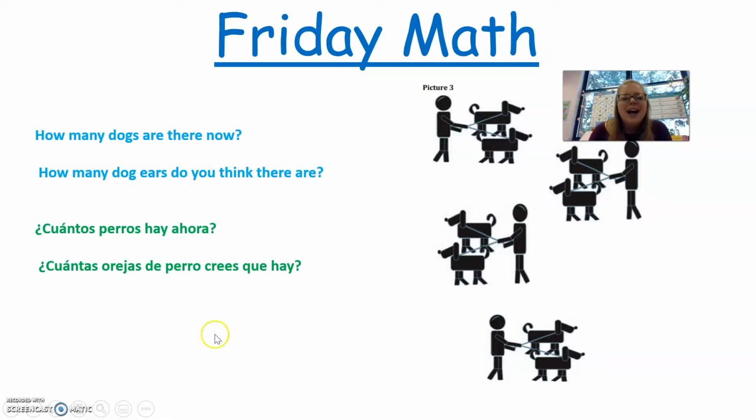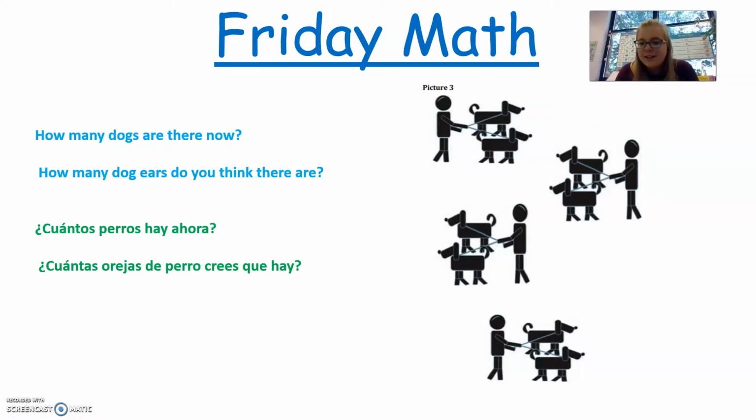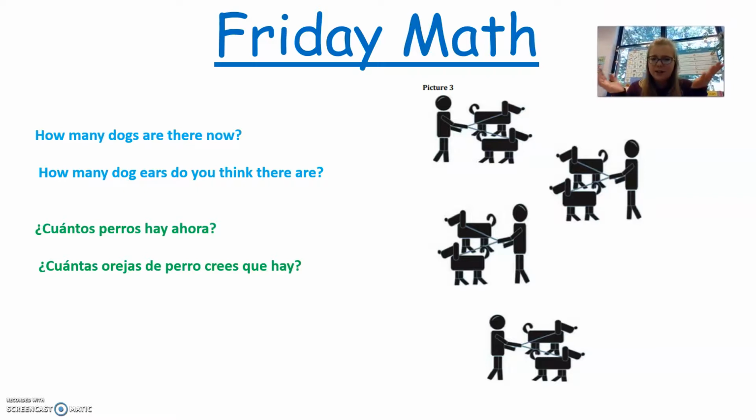Right, last picture. How many dogs are there now? Oh my goodness, there are so many. So count up all the dogs. How many are there? There are 8 dogs. How many dog ears do you think there are? Remember, you're going to count by twos. 2 ears for each dog, so count by twos. So we have 2, 4, 6, 8, 10, 12, 14, 16 dog ears. This whole math activity showed me that sometimes counting by twos is easier than counting by ones, right?